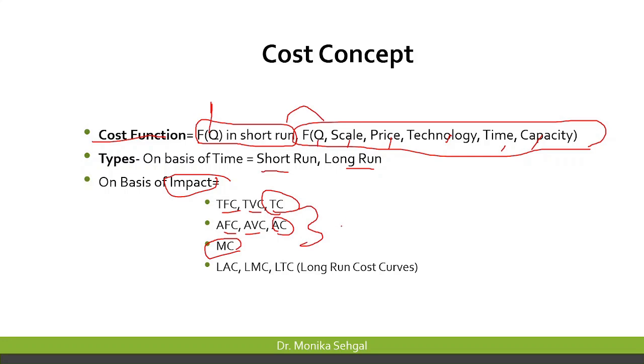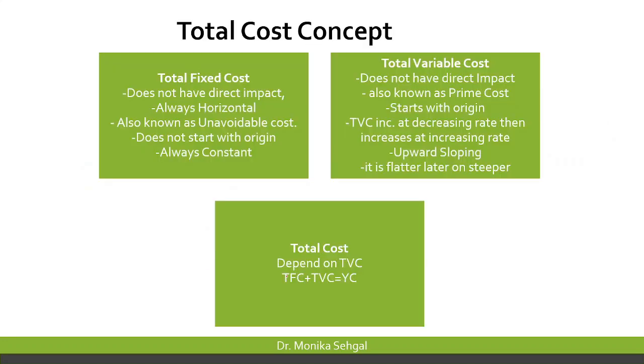These are all terms used in the short run, and whenever we talk about the long run, it becomes the long run average cost, long run marginal cost curve and long run total cost curve. Total cost concept: there are two costs, total fixed cost and total variable cost. The total cost is the summation of TFC plus TVC and it merely depends on the TVC. So total fixed cost does not have a direct impact, so it has a horizontal slope. It never changes, it is always chargeable, so it is also known as unavoidable cost, and it does not start from the origin, it always remains constant.